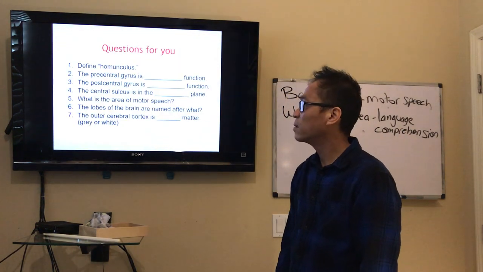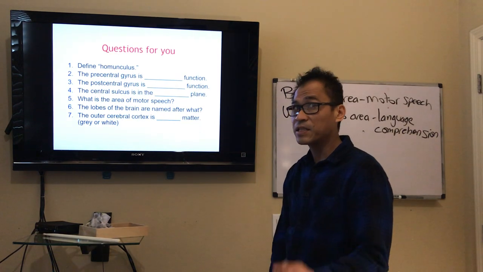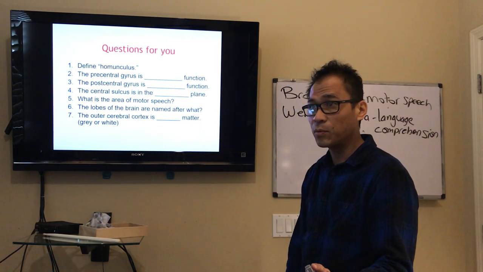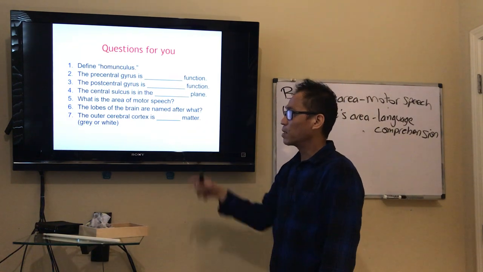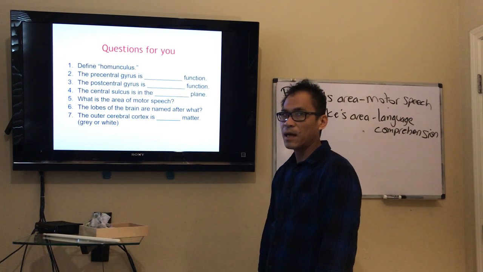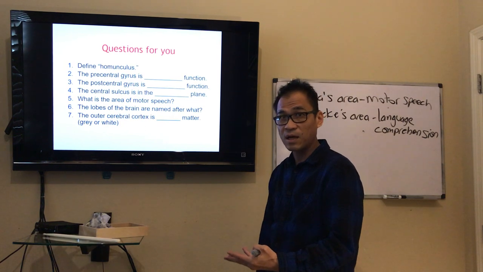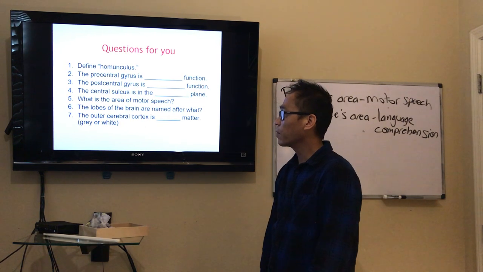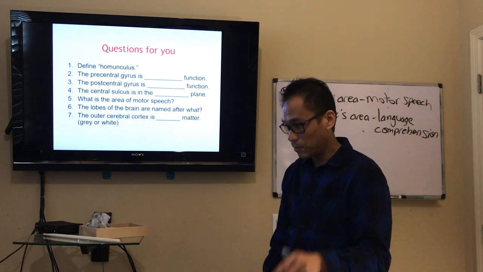The area of motor speech, that's Broca's area. Again, don't confuse it with language comprehension, that's Wernicke's area. The lobes of the brain are named after the cranial bones that cover them. For example, the occipital bone covers the occipital lobe of the brain. The outer cerebral cortex is gray matter.